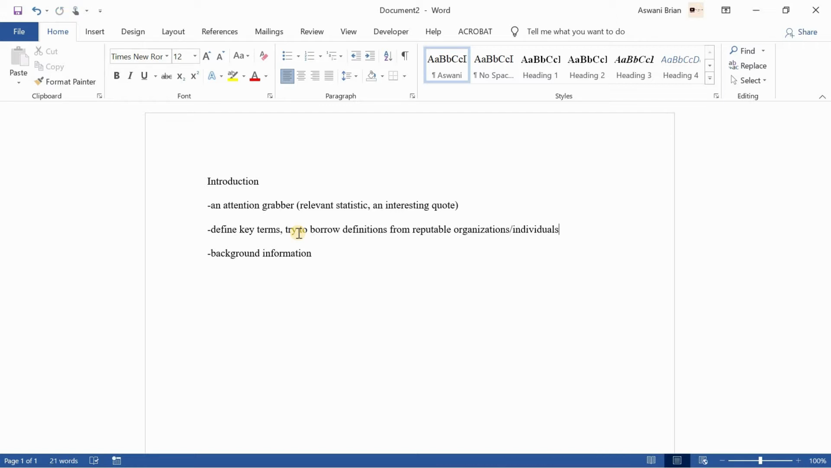And in this introductory paragraph, when you're referring to these organizations, it is not necessary to have an in-text citation. You can just say, according to the World Bank, corruption is A, B, and C. You don't need to include an in-text citation because you're just referring to an organization. Anyone who wants to confirm can just go and find it from their website and so forth.